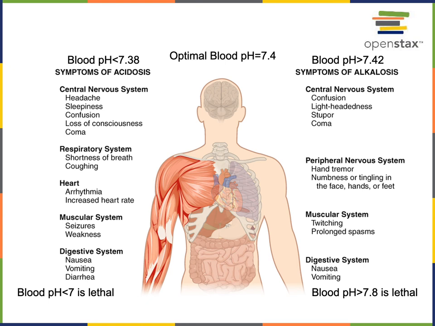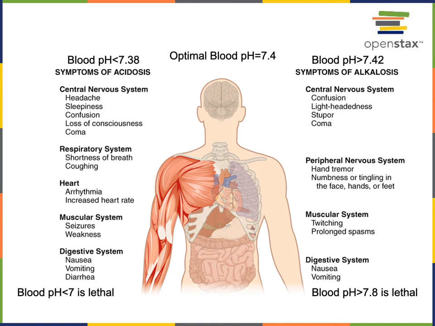The pH of human blood is typically about 7.4, and it's essential that we maintain a pH in the optimal range between 7.38 and 7.42 in order to maintain homeostasis. If the blood pH falls below 7.38, this will lead to disruption of the organ systems' functions, and we call a pH below 7.38 acidosis. Some of the symptoms of acidosis include disruption of the functions of the central nervous system, which can lead to confusion, headache, drowsiness, and eventually loss of consciousness and coma.